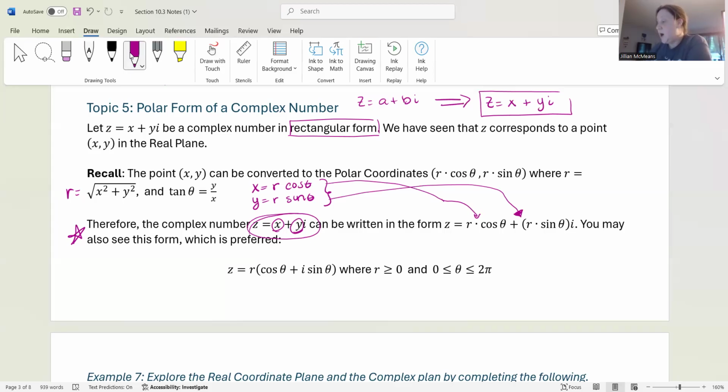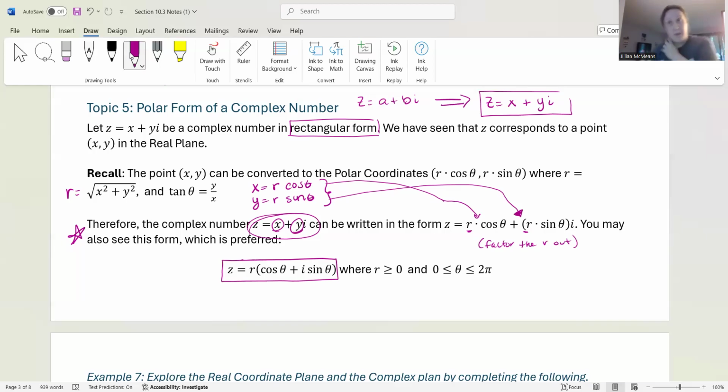Now, a lot of times we acknowledge that we have these two terms here and they have something in common: an r. So we can factor the r out, and then we get this format right here. It is very common to see the polar form of your complex number written as r times, and then in parentheses, cosine theta plus i times sine theta.